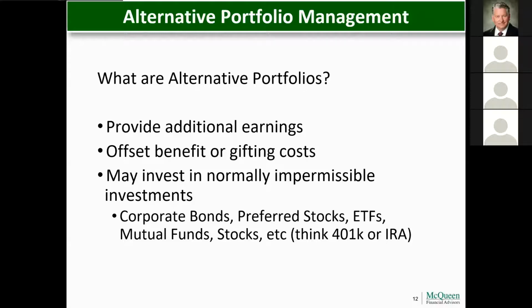What we can do here are things that you can't do in your standard portfolio. So what are we talking about? A few are listed right here. We can do corporate bonds, preferred stocks, ETFs, mutual funds, stocks, etc. And the analogy that I like to use is, everyone here probably also has a 401k or an IRA, some type of personal investment. If you can buy it in that portfolio, probably a good chance you can buy those types of things.